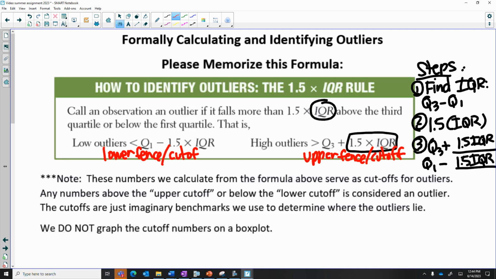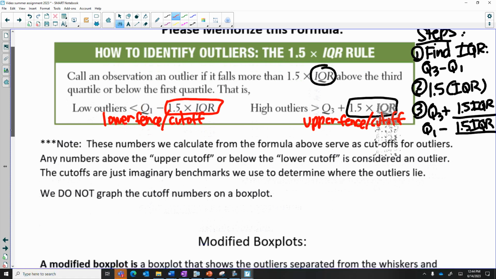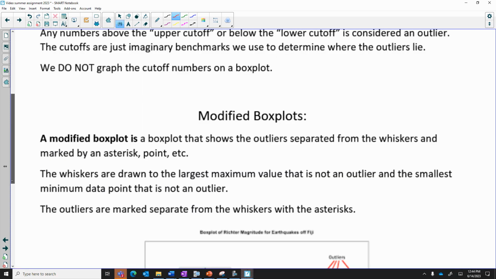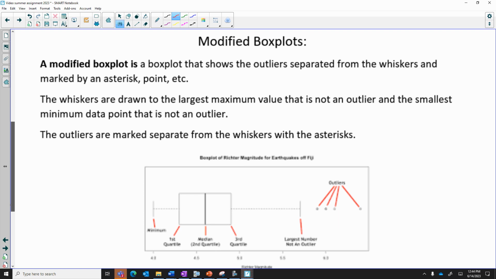Whatever is below the lower cutoff or above the upper cutoff is considered an outlier, okay? I am going to show you what we do with that right now because I know it's a little abstract if we don't actually do it. So here we go, we are going to make what's called a modified box plot. The modified box plot is the one that shows the outliers, specifically separated from the whiskers, marked by some kind of asterisk, point, etc. So here is an example down below.